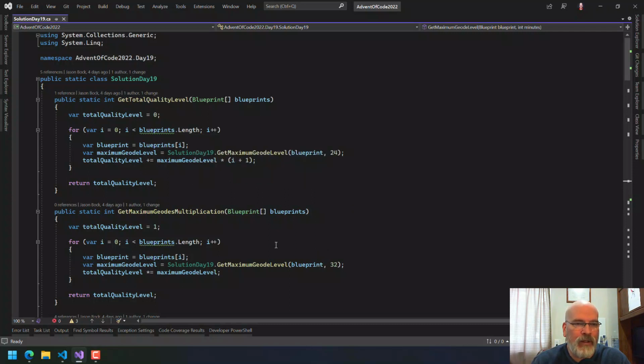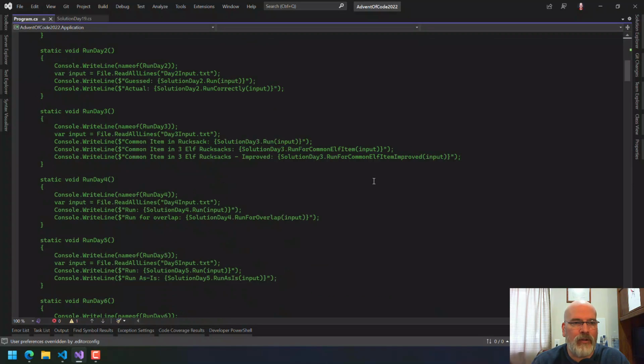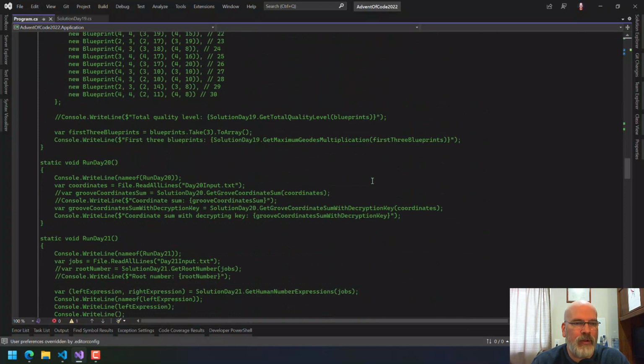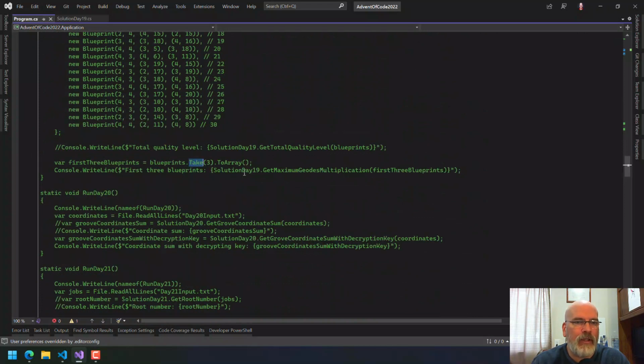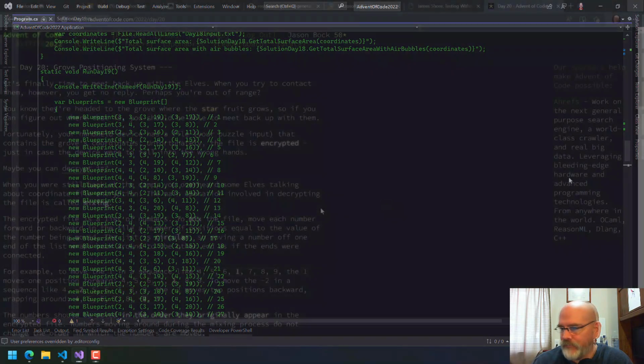So anyway, that's right too, because with the second part, if I go back to the program here and go down to where I'm doing this, you only do the first 3 blueprints. You don't do all of them, because you're doing 32 or something like that. But same algorithm to solve the answer.